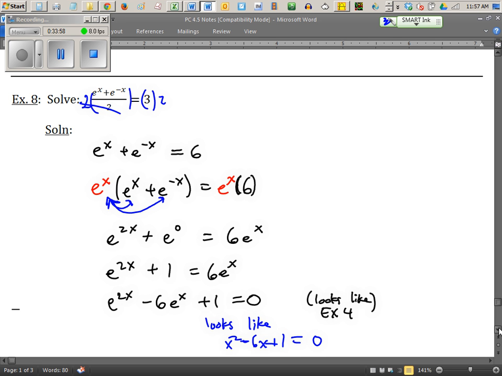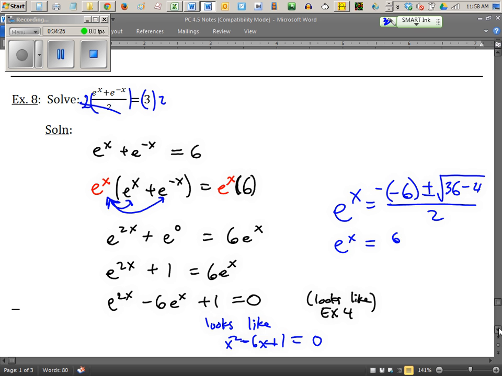You don't sing x equals negative b plus or minus root of. You sing e to the x equals negative b plus or minus square root of b squared, which is 36, minus 4ac, which is 4, all over 2. Okay, so we end up with e to the x is equal to 6 plus or minus 4 root 2 over 2. And if you divide the top two terms by 2, you get 3 plus or minus 2 root 2.